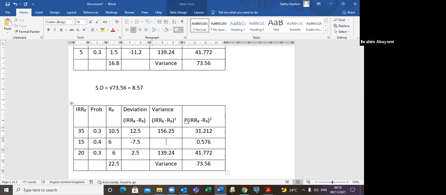56.25. And for the last one, please take note: when you square minus, you don't get minus, you don't put minus, otherwise your result will be wrong. So for the last one, it will be what? 6.25.